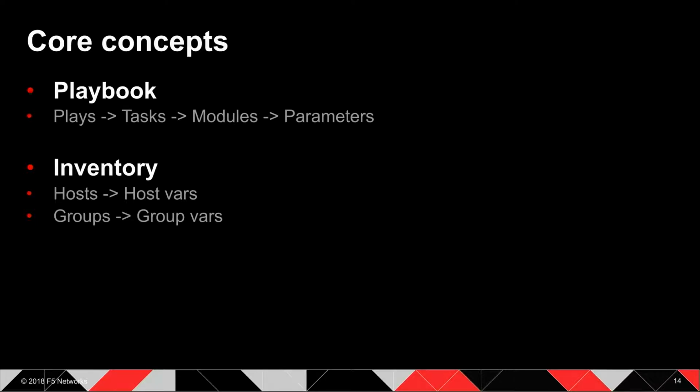In terms of inventory, there's two types of things you can put in inventory. There are hosts and there are groups. And inside of each of those respectively, there are host vars and group vars. And this is where you'll put a lot of configuration that is going to be specific to the machine that you're deploying on, maybe not specific to the applications that you're deploying.